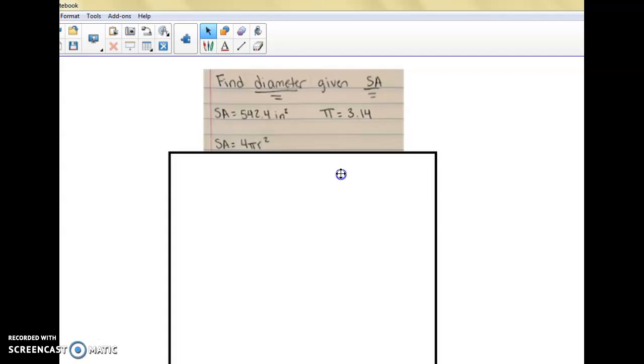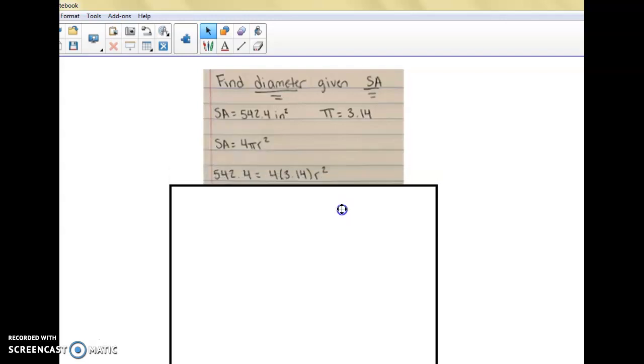So, in this example, we are going to plug in everything that we know. 542.4 equals 4 times 3.14 for pi times r squared. This is what we're going to be solving for, r. R is the radius. Now we know that the radius is half of the diameter. So if we find the radius, we can find the diameter. So let's solve for r.